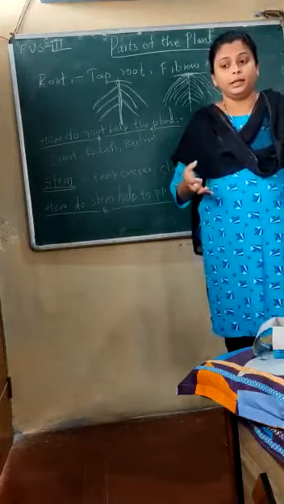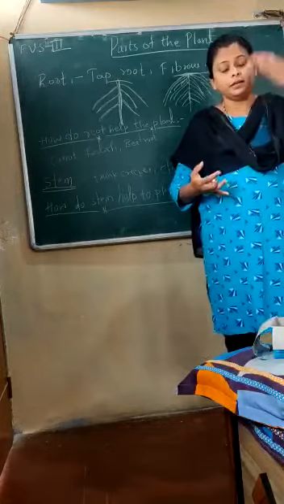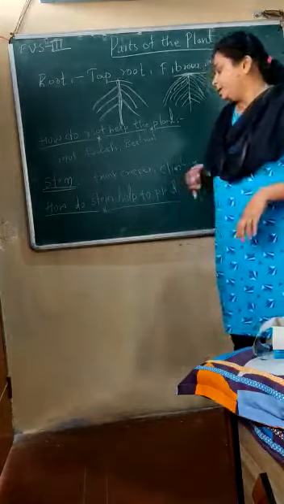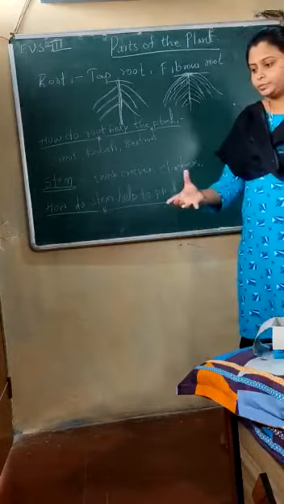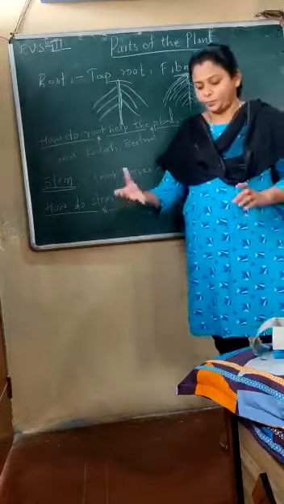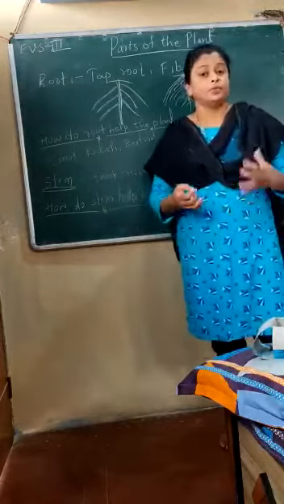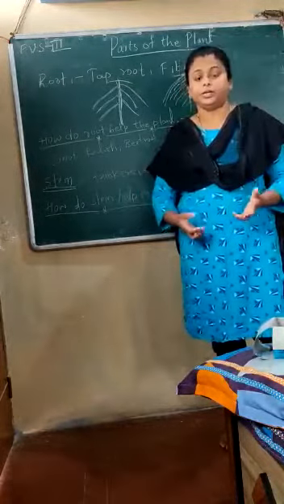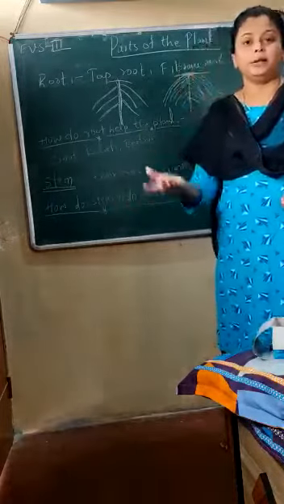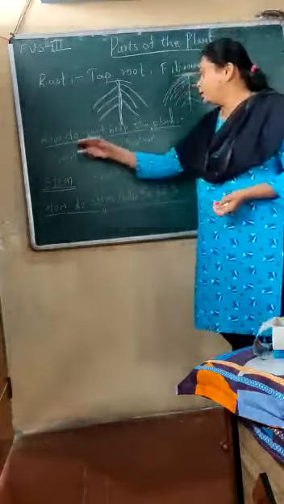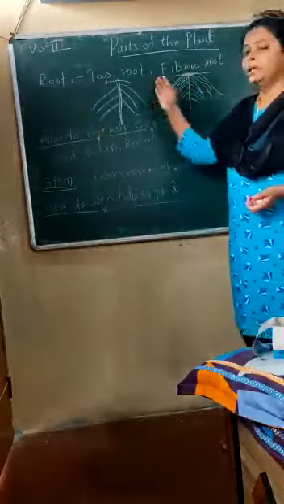So the plant can stand very straight. And they will pass the water, minerals and some other salts from the soil. And even roots help in reproduction. Through the roots, another plant may grow, the same plant may grow. This is how the roots are going to help the plants.